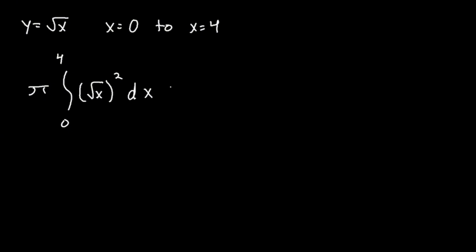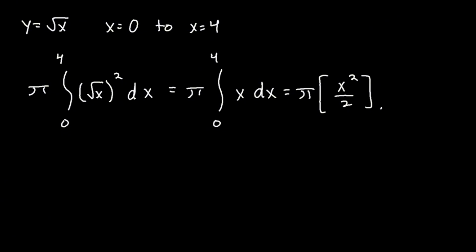All right, let's go ahead and evaluate this. This basically is just pi times the integral from 0 to 4 of square root of x squared, which is just x. So if we evaluate this integral, we have pi times x squared over 2 from 0 to 4. So if we plug in 4 here, we get 16 over 2, so this is 8. Let's make some space down here. This is pi times 8 minus 0 over 2, which is just 0. So the answer is 8 pi.